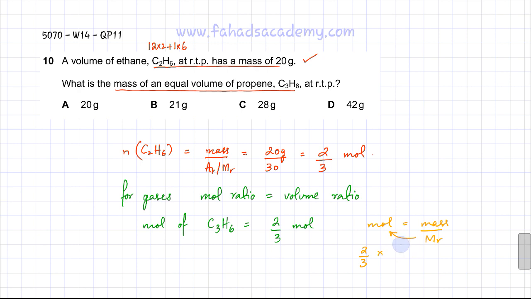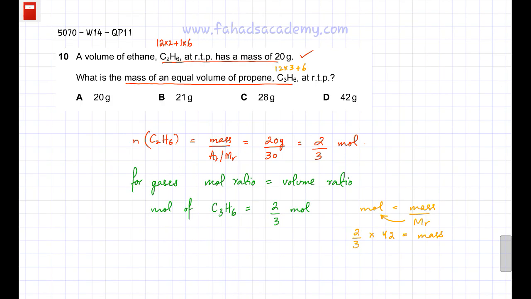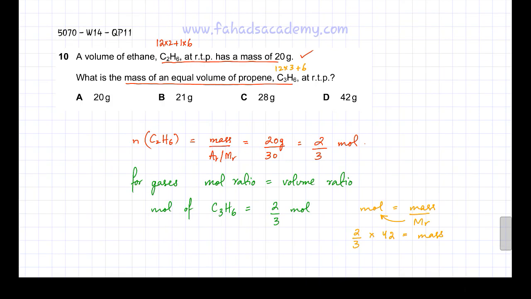The Mr of propene, it's C3, so that's 12 into 3. That would be 36, plus you have 6 hydrogens, so that's 6 in the periodic table. So the molar mass, 12 into 3 plus 6, is going to be 42. So the mass of propene is going to be 2 by 3 into 42, and the answer on my calculator is coming out to be 28 grams. So option C is going to be the correct option for this question.